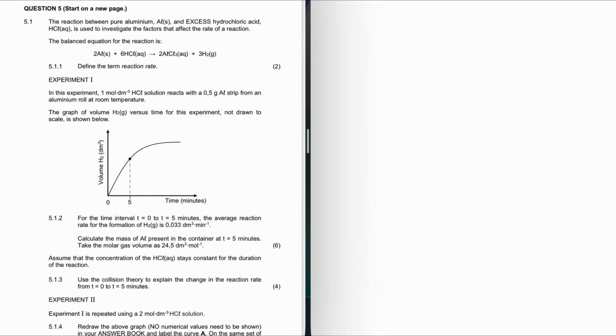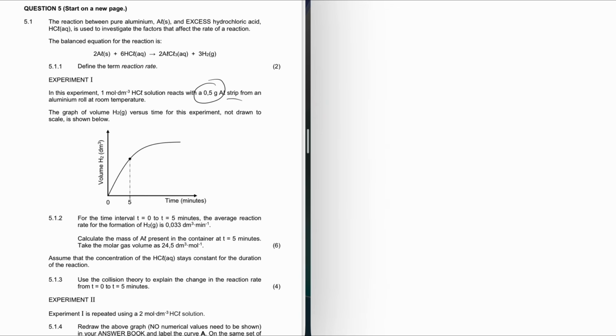Question 5 of this paper says, the reaction between pure aluminium and excess hydrochloric acid is used to investigate the factors that affect the rate of a reaction. The balanced equation is given. Question 5.1.1 we'll leave out. Then they tell us experiment 1 uses 1 mole per dm cubed HCl, and it reacts with 0.5 grams of aluminium strip from an aluminium roll at room temperature. The graph of volume versus time for this experiment, not drawn to scale, is shown below.